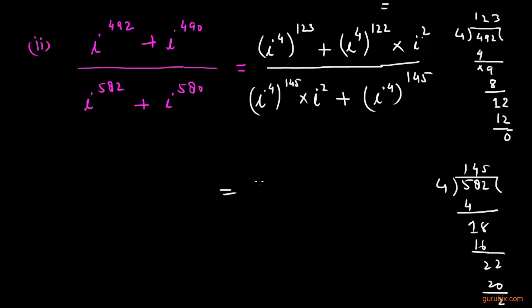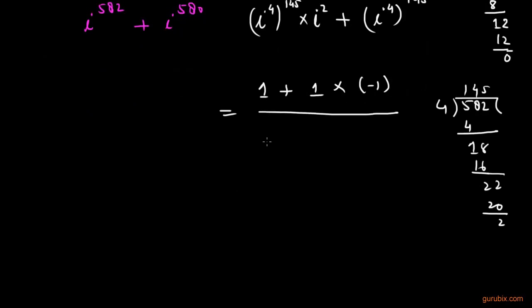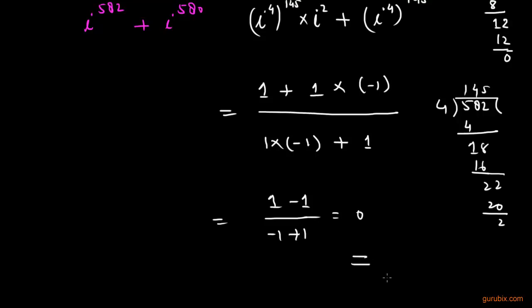So now we shall write the values. This value is equal to 1, and this value is equal to 1, and this value is equal to negative 1. Same as here, this value is 1 into negative 1 and here is 1. So if we solve it, it will be 1 minus 1 over minus 1 plus 1, this means 0. So this is the solution of the second part. Thank you.